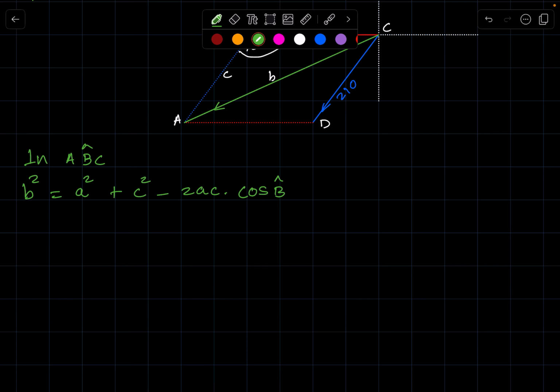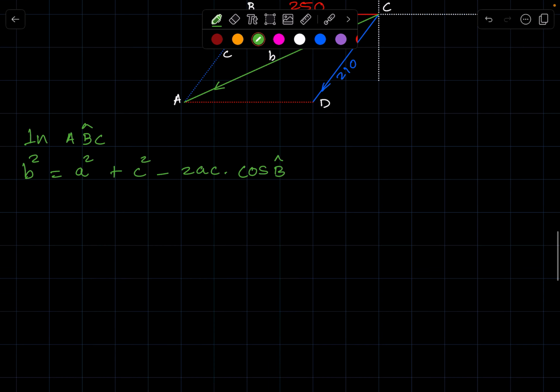I shouldn't be teaching you this. This was done, I think, in Maths N3. But either way, this is how you do it.